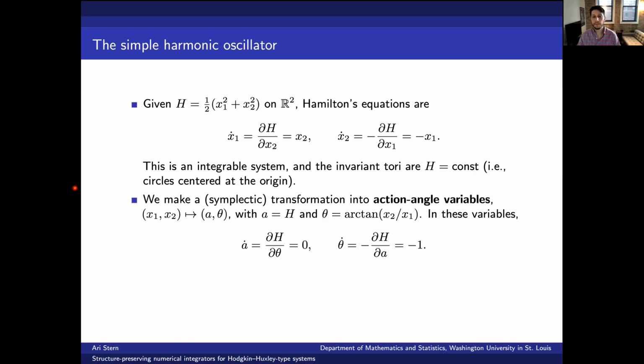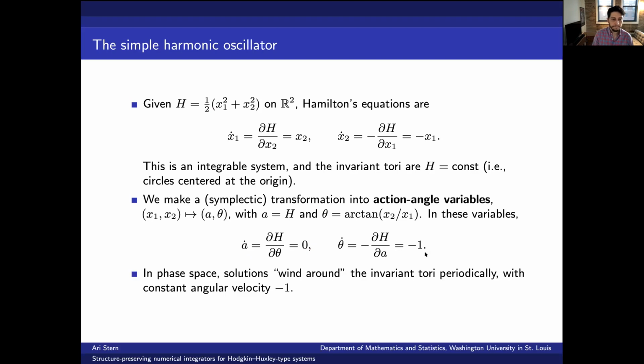And we can describe this behavior by changing to what are called action and angle variables. So the action is just this Hamiltonian, or the energy in the system. And the angle is just the phase angle in the phase plane. And in these variables, we can see that the action does not change at all because energy is conserved. And basically, all the dynamics are happening as the system oscillates, the phase angle is changing at a constant rate. All right, so in phase space, solutions are just winding around these invariant tori, as they're called. Really, they're tori in higher dimension. In this case, they're just circles with constant angular velocity.